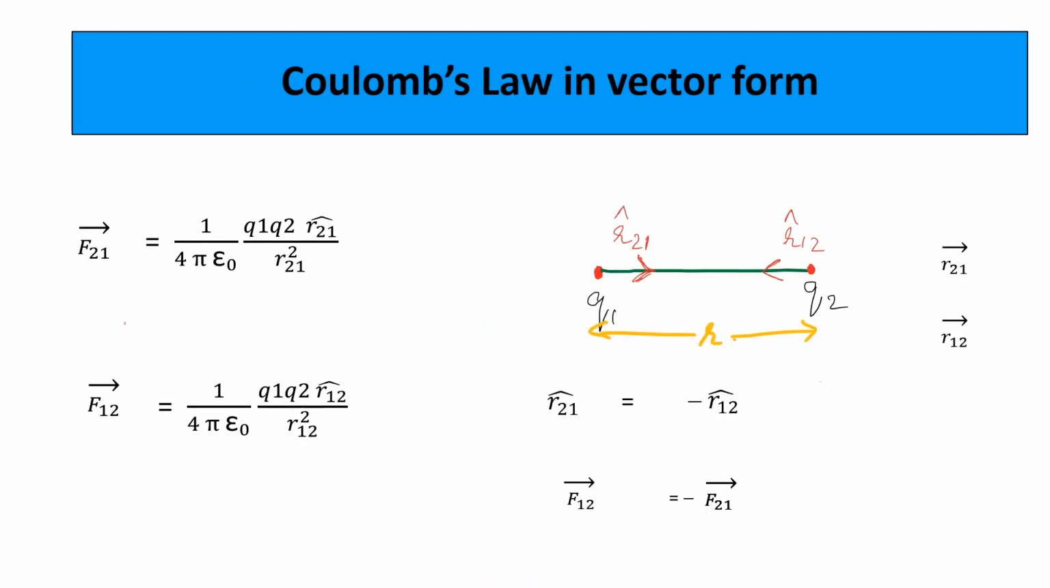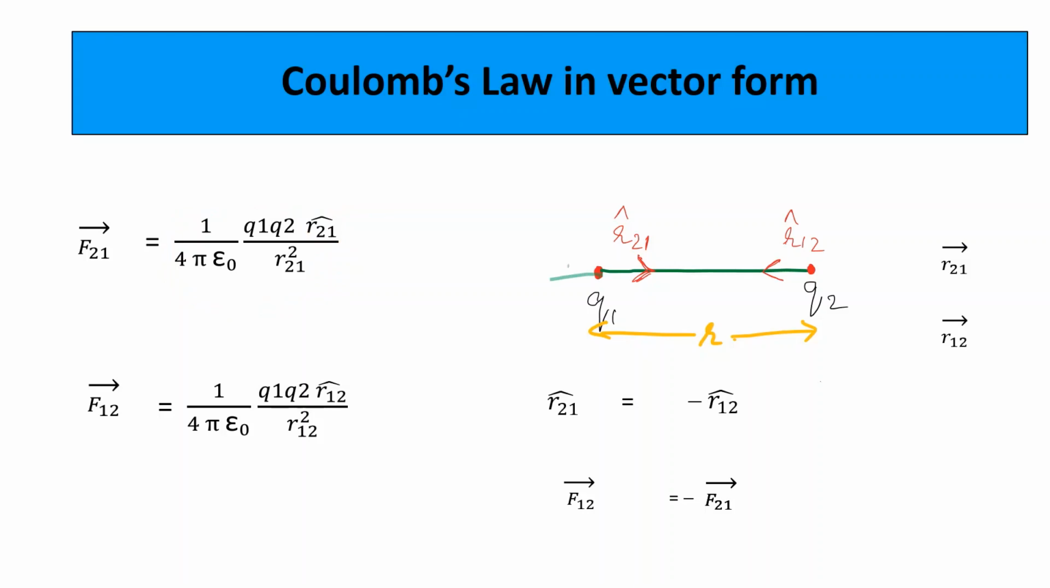F21 is the force on the charge 2 due to the charge 1. F12 is the force on 1 due to 2. When you consider the force on charge Q2 due to charge Q1, you must consider this distance, which is R21. That is why you are using R21 in the place of R. This gives you the magnitude of the force. Multiply with the unit vector and this gives you the direction.